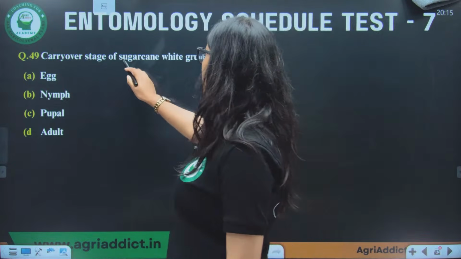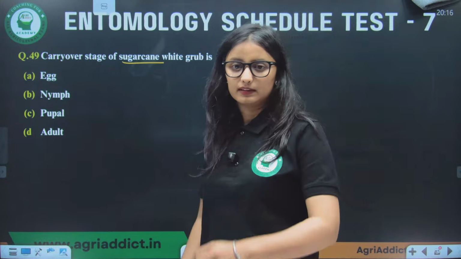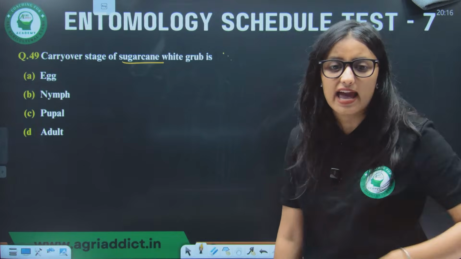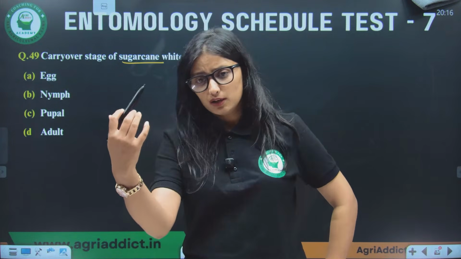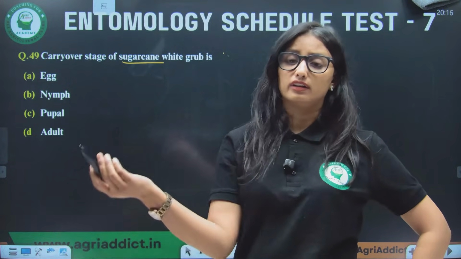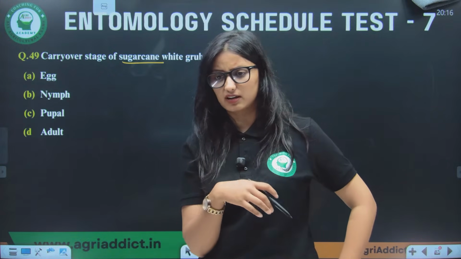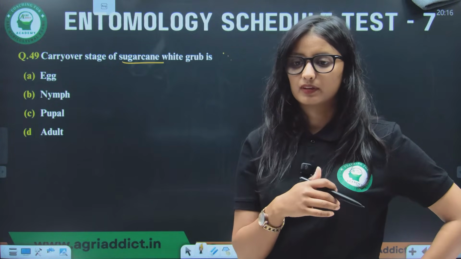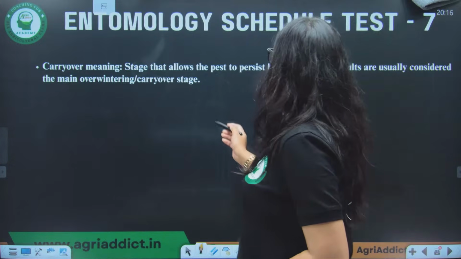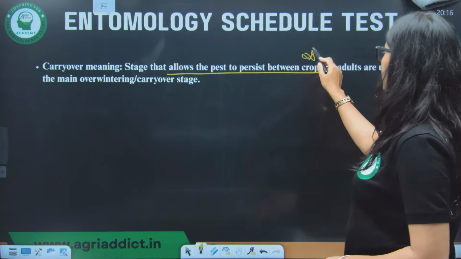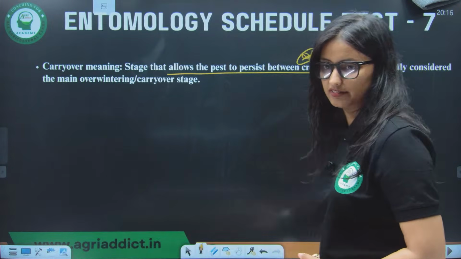Carryover stage of sugarcane white grub is... What is carryover stage? That is, from one season to another season, how they are going. Okay, that is carryover stage. And what is it for our white grub? Very good, D is the correct answer, in form of adults. Stages that allow pest to persist between the crops, or carryover stage, that is overwintering stage, we can say. Very good. D is the correct answer.